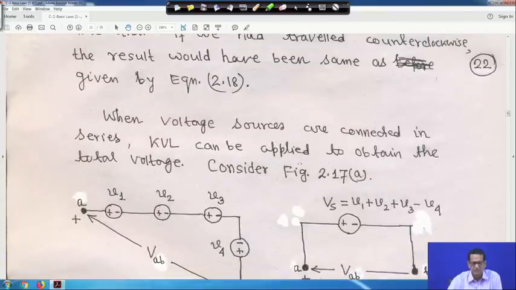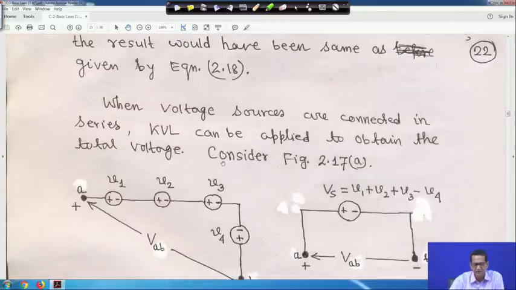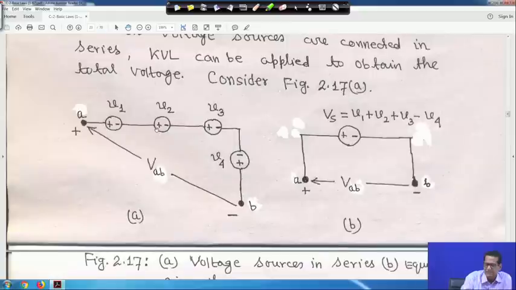Suppose we take another one, figure 2.17, voltage sources in series and the equivalent circuit. Suppose we take this particular circuit, where we have 3 voltage sources, V1, V2, V3, and one more, this is V4. Now, if you add the total voltage sources, if you move clockwise or anti-clockwise, it does not matter, you will get the same thing, and this is your voltage VAB. Suppose I am moving clockwise like this.